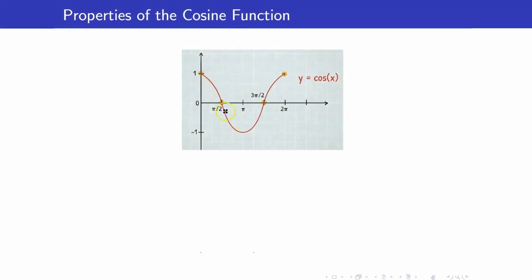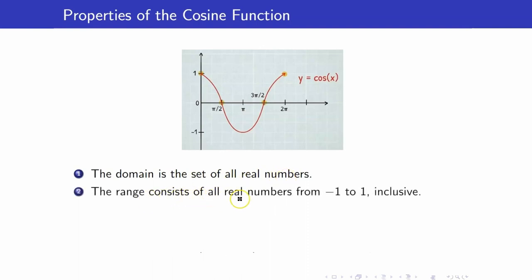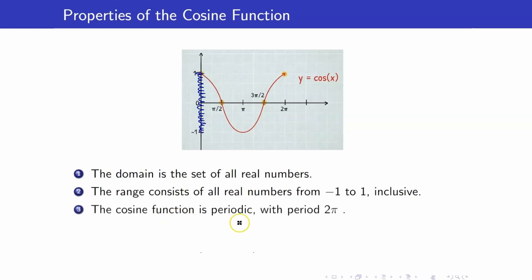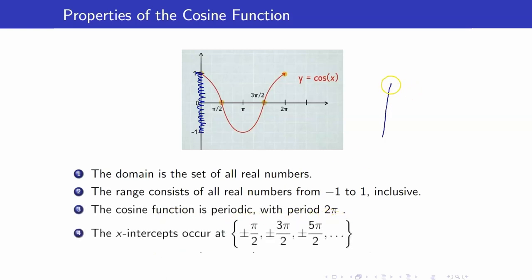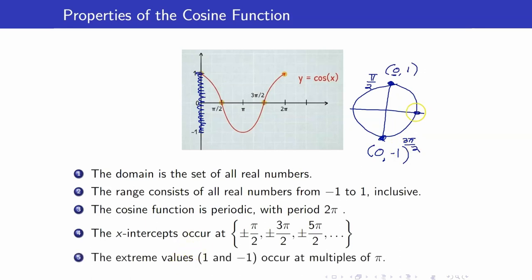Similarly, for the cosine function, this is one period of the cosine function. The domain is also the set of all real numbers. The range consists of all real numbers from negative 1 to 1 also, inclusive, because the only points on the y-axis that will be covered will be this one. The cosine function is periodic with period 2 pi, and the x-intercepts occur at these points. Why is that? Because at these points, the x-coordinate is 0. This is the point 0, 1. This is the point 0, negative 1. Correct? Remember that for cosine, we are looking at the x-coordinate on your unit circle. And these are pi over 2 and its coterminal angles, 3 pi over 2 and its coterminal angles. The extreme values 1 and negative 1 occur at the multiples of pi.